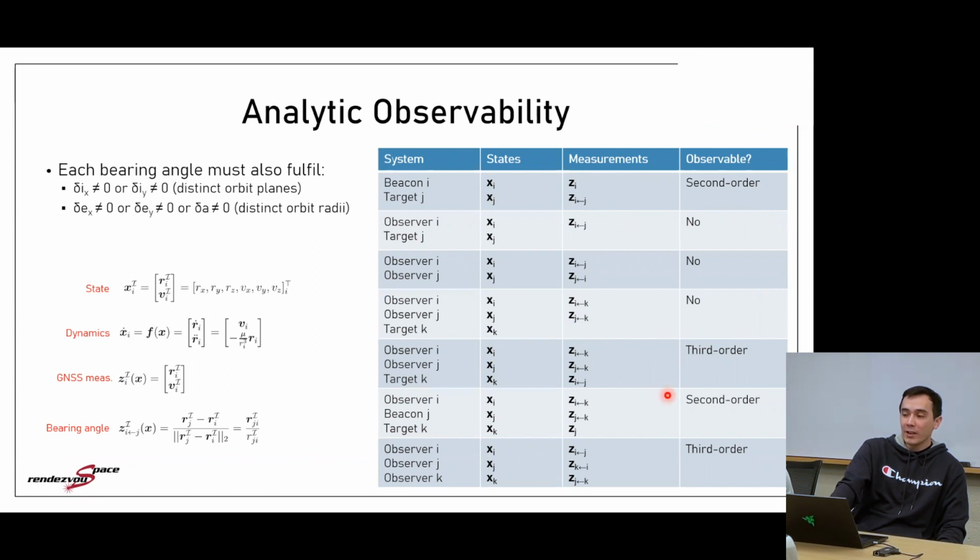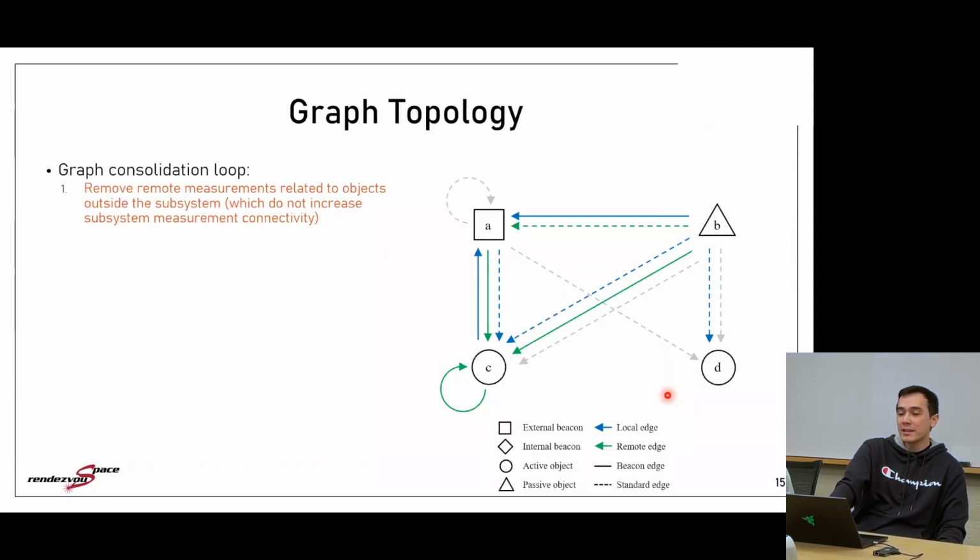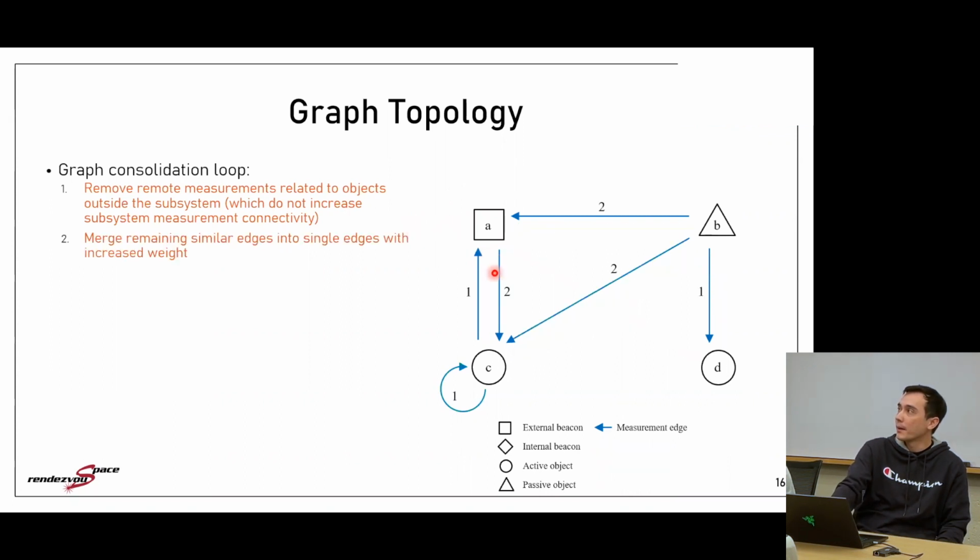So by applying this to the graph, we can go through a loop and simplify it, where first of all, we remove all these edges which, from the perspective of each observer, are related to objects outside their subsystem, because in that case, they're adding more states to estimate, but they aren't really increasing the connectivity of the system so much. We can merge the remaining similar edges into single edges with increased weighting.